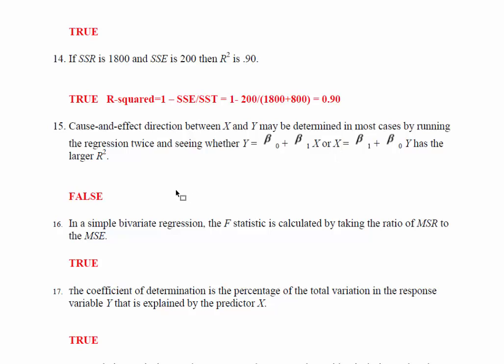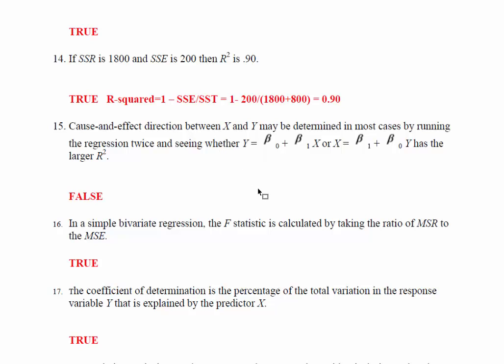Number 15. Cause and effect direction between x and y may be determined in most cases by running the regression twice and seeing whether y on x or x on y has the larger R squared. This is simply not true. It's a false statement.